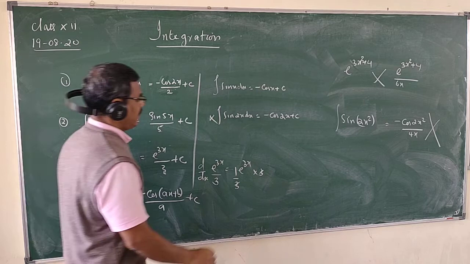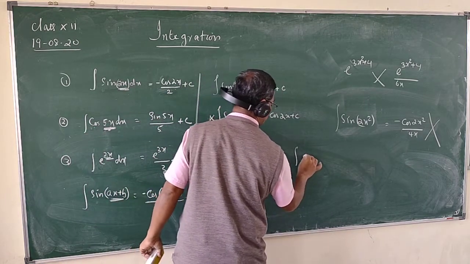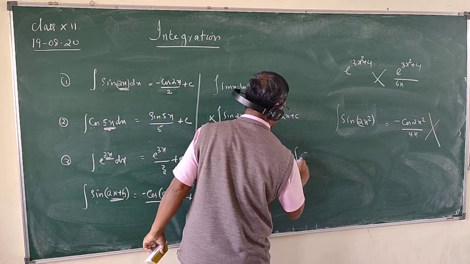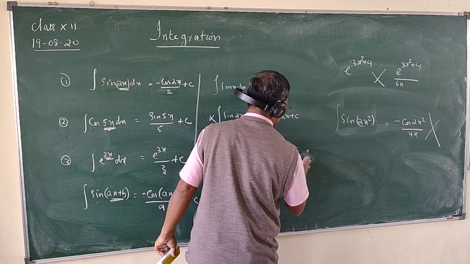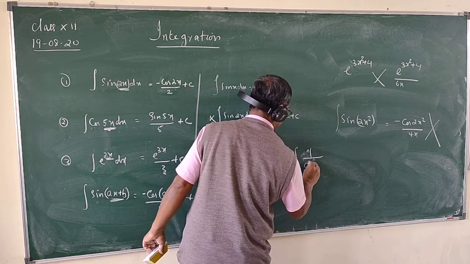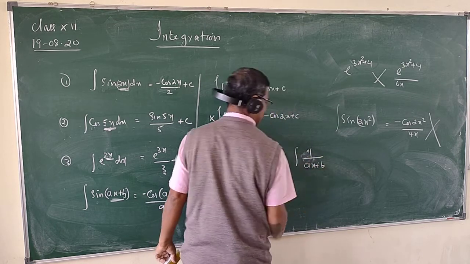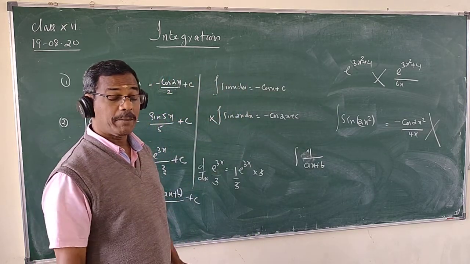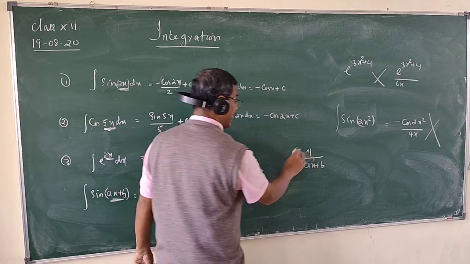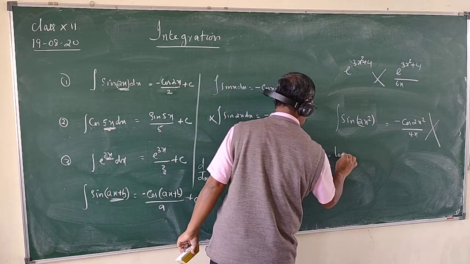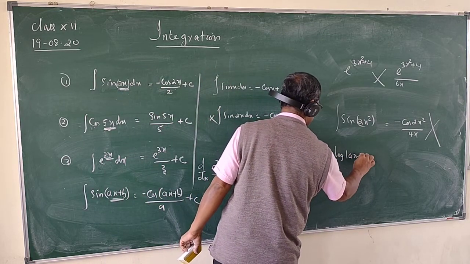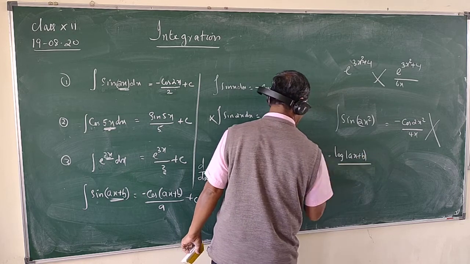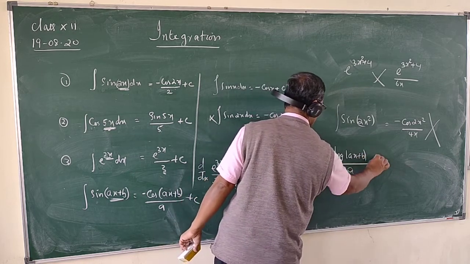The same way, if we want to find out the integral of 1 by ax plus b, what you know is that the integral of 1 by x is log x. So for 1 by x plus b, it will be log mod x plus b divided by the derivative of this expression.